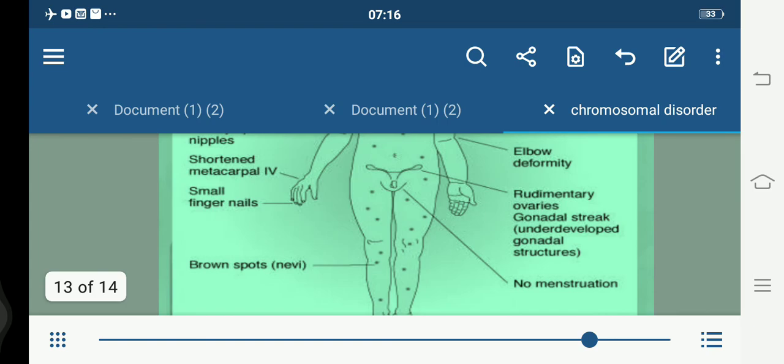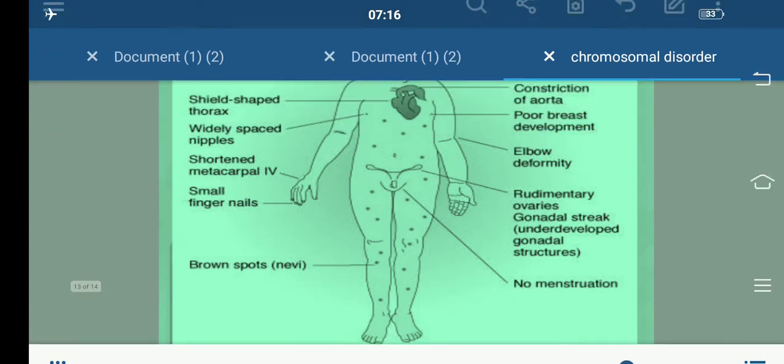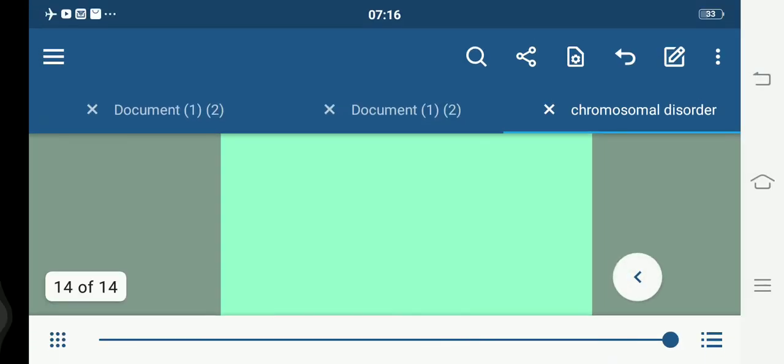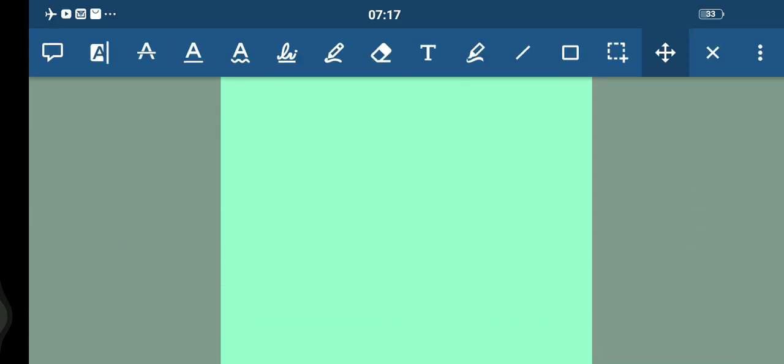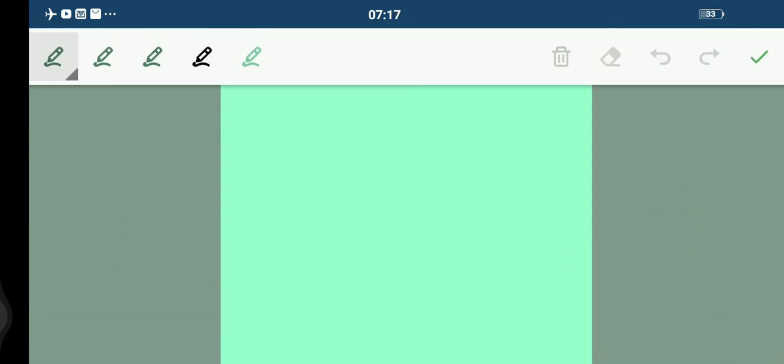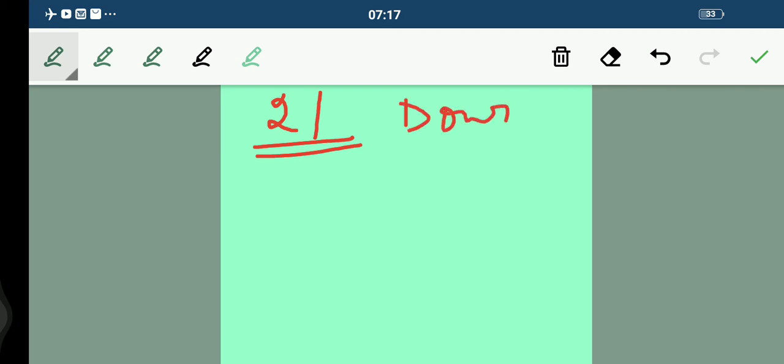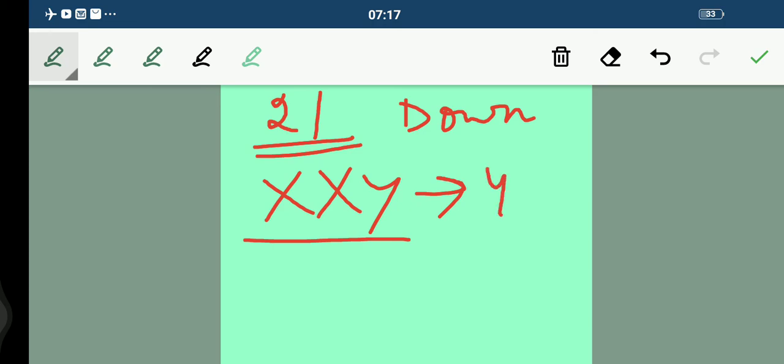See students, first of all we have done Down syndrome, in which we studied the trisomy of chromosome 21. Then students, we have done Klinefelter syndrome, in which it becomes XXY, representing the condition that there is an additional copy of the X chromosome. So we have a total of 46, but here it becomes 47. This is the case of Klinefelter.